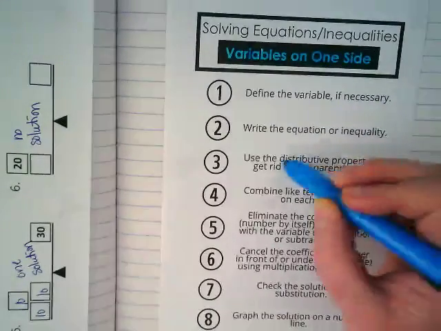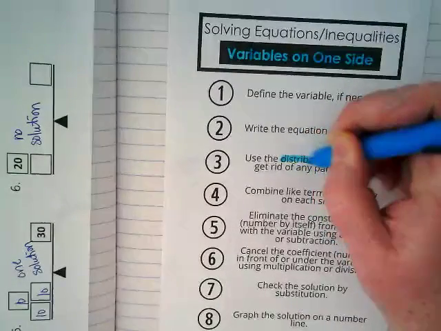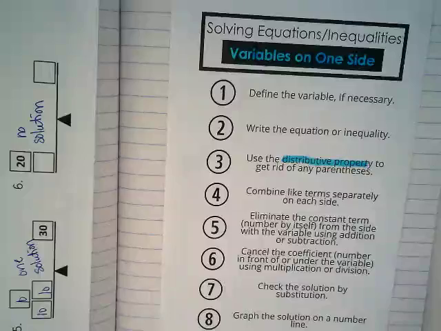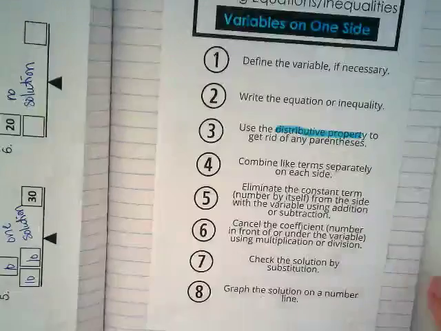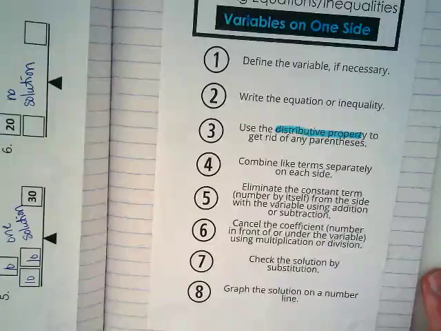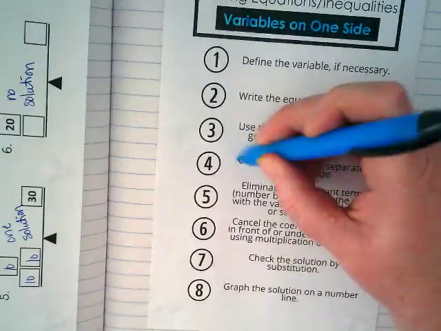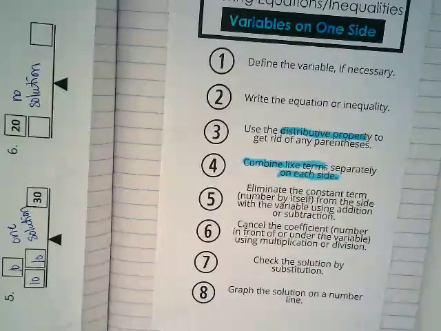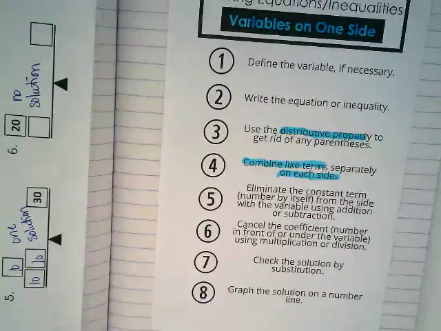Third, use what? Distributive property to get rid of any parentheses. After distributive property, what's the next step? Combine like terms on each side. Remember, we're treating each side of the equation at this point like it's an expression, and we're simplifying.